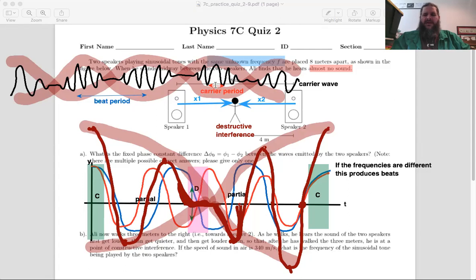So the carrier period is the time from crest to crest or trough to trough of the actual wave itself, the carrier wave that you actually hear. The beat period is how much time it takes from loud to loud or from quiet to quiet. And those are going to be very different amounts of time. Any questions on the terminology there so far?